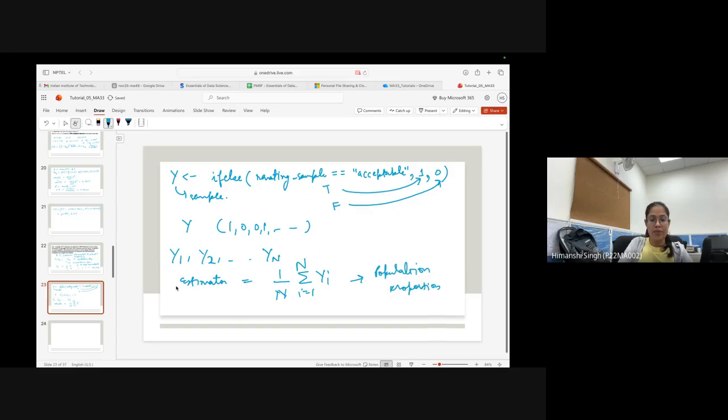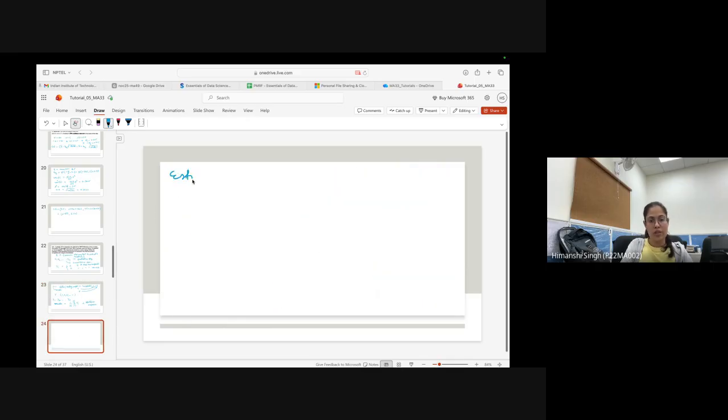But I want the estimator. So this is not the estimator, this is the population proportion. But if I want the estimator of it, because I do not know the whole population, then what will be the estimator of the population proportion?